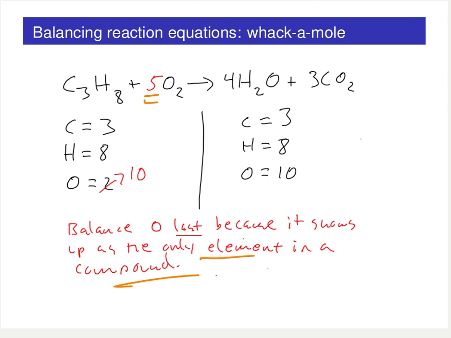And so that's our guiding rule here. Basically, if you have an atom type that's showing up in a molecule on either the reactant or product side, and it is the only atom type present, then save that guy for last, right? Because you save it for last and you're guaranteed for it to be the very last step because you won't mess up any of the other balanced atom types. Okay, and so that summarizes the so-called whack-a-mole method.